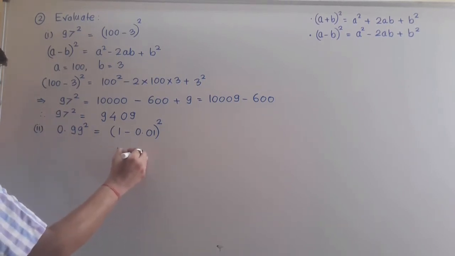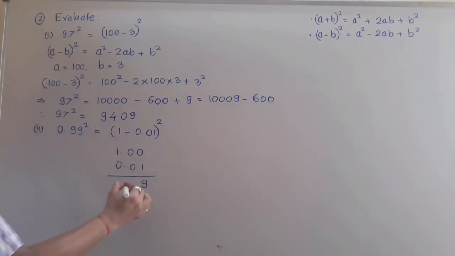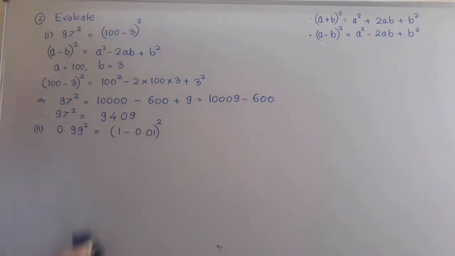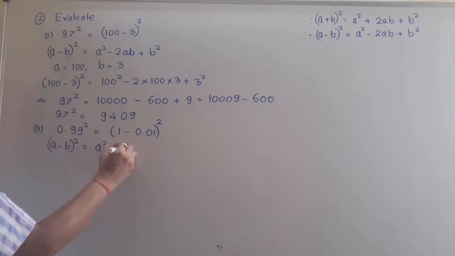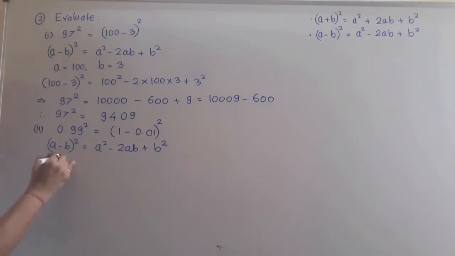See, 1 I can write down as 1.00 and 0.01 I am going to subtract, right? 10 minus 1 that is 9, carry 1, again 10 minus 1, 9, and 1 minus 1, 0. 0.99 comes perfectly. Okay, but now if I write in this form, definitely I will be getting the second one, that is (a minus b) whole square. So I will write down the formula here: (a minus b) whole square is equal to a square minus 2ab plus b square. Okay, what is the value of a here? If you compare the two brackets, the value of a will be equal to 1, b will be equal to 0.01.